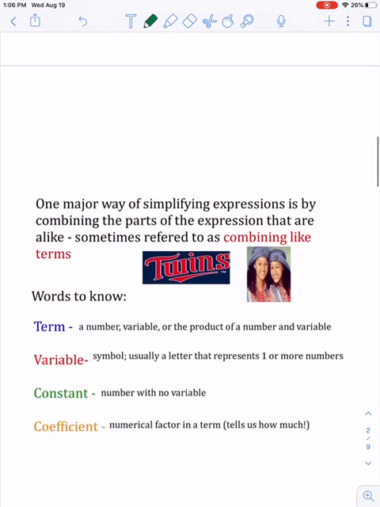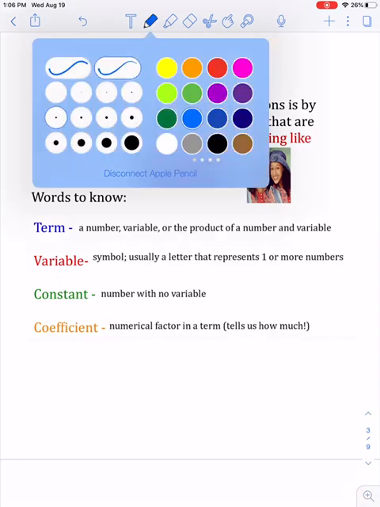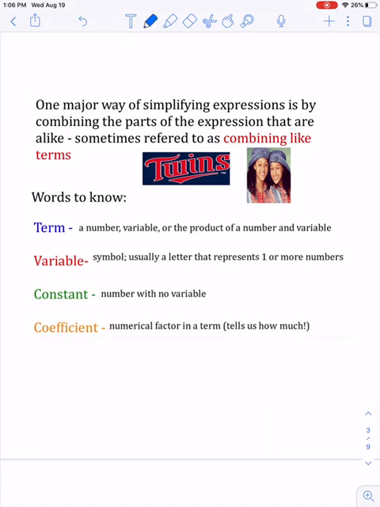So some terms that we have to understand, and I've used some of these already before, and you maybe already know what these are, but it's good to clarify. The first word is a term. A term can be a number. So if we just pick our favorite number, let's say we have 13. That's a term. It could be a variable.